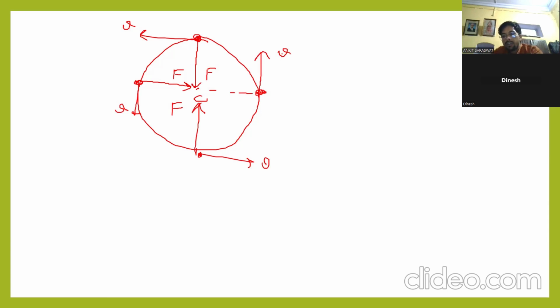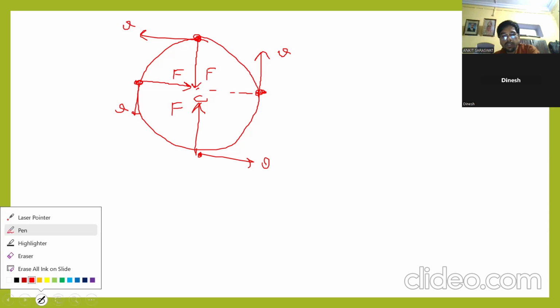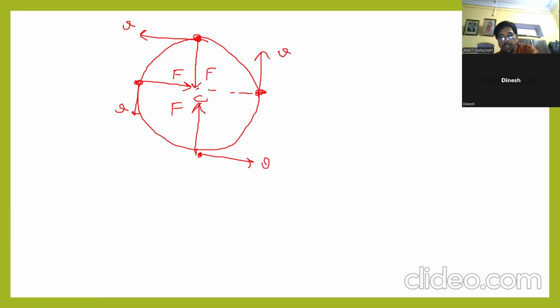In our universe, all the planets are moving in a circular path, doing revolution and rotation, because of this centripetal force. This centripetal force is their gravitational force. Clear? It is responsible for the change in the direction of the object. And what is the direction? You can see the direction is towards the center, like this. This is the center.